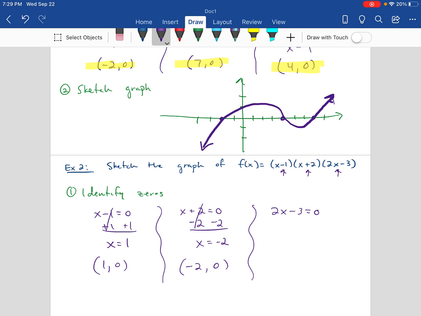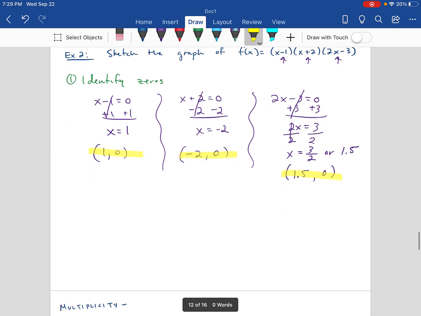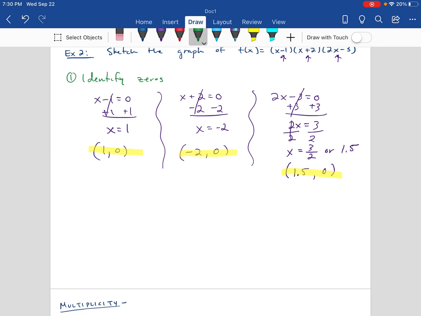And my third equation, now this is a little different than what we've been doing, right? This is a 2-step equation instead of a 1-step, but it's still the same process. Add 3 to both sides. I get 2x = 3. Divide both sides by 2. x = 3/2, or 1.5 if you want to turn it into a decimal, because it is easier to graph and easier to see. So I'm actually going to use a decimal. So (1.5, 0) is my other coordinate. Okay, so these are the 3 coordinates that I am going to sketch a graph for.